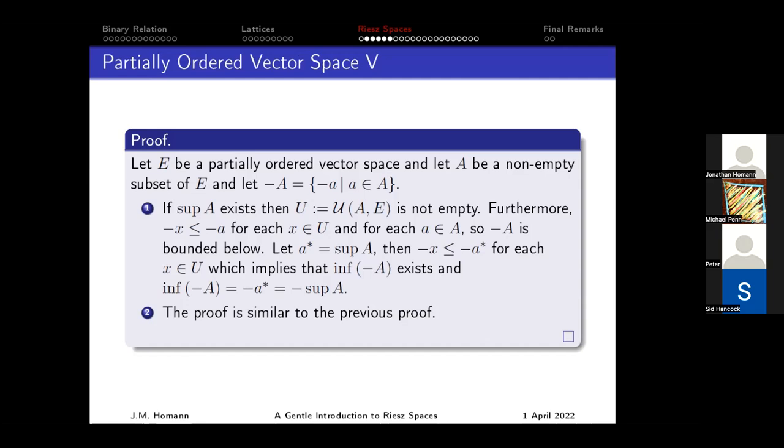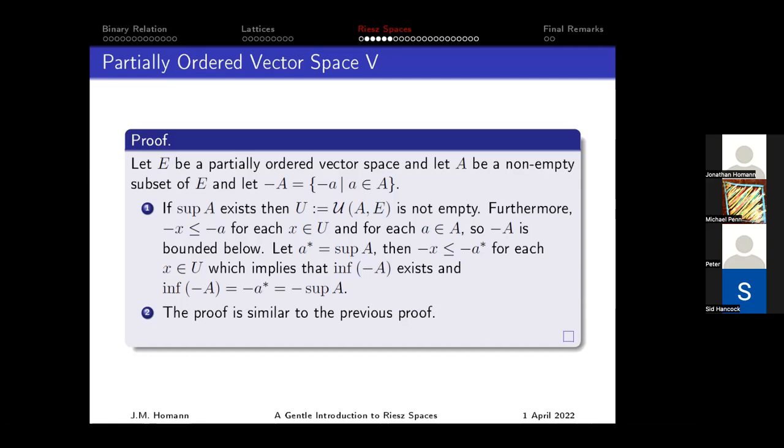Now to prove the second statement, that if the infimum of A exists, then the supremum of minus A exists, and the infimum of A is equal to minus the supremum of minus A, we're going to do pretty much the exact same thing, but we're going to change the order of the inequality and work with the set of lower bounds.